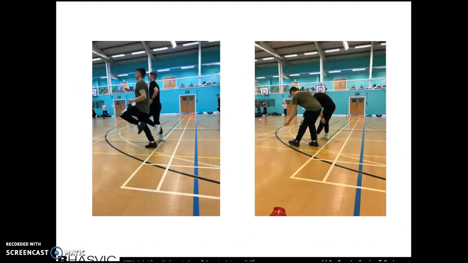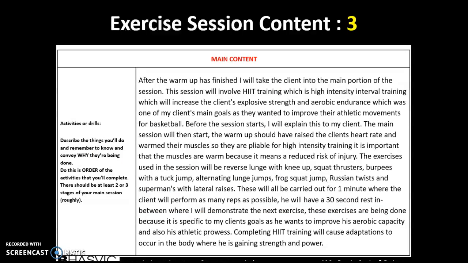These are some pictures of me showing the client how to stretch. So as we can see, he's copying me. We're just doing a few dynamic stretches before the session starts. So moving on to the main content.